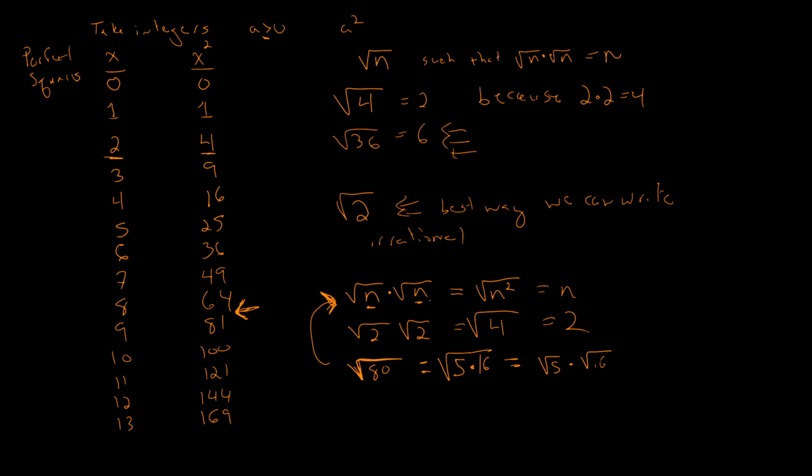But I know 16 is a perfect square, and so I get 4 square roots of 5. And now I can write this irrational number in terms of this other irrational number. And this is something that we do with square roots or irrational numbers quite often. And we use it for finding things that aren't perfect squares.